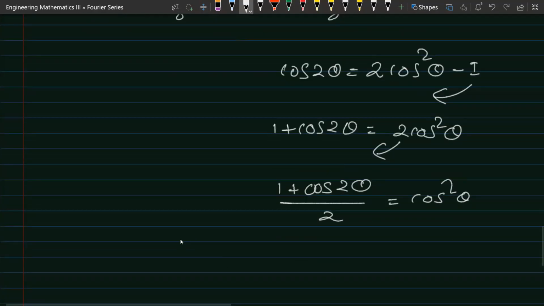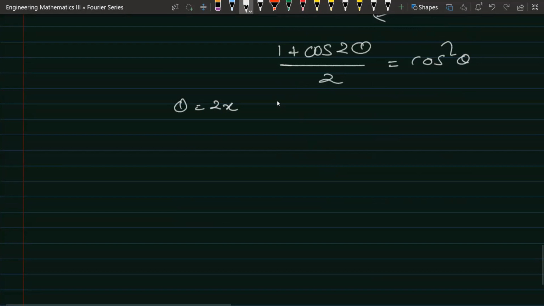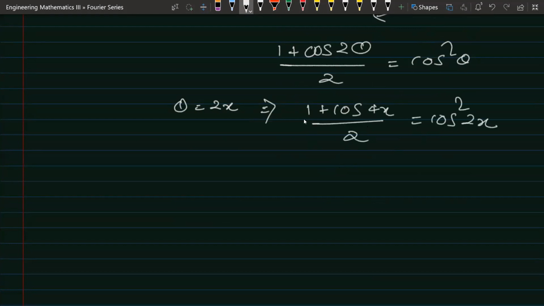And replace theta by 2x, because we want the value of cos square 2x. This implies that wherever theta is, we have to put 2x. 1 plus cos of what is here? 4x. 4x divided by 2 is equal to cos square 2x. Is it right?